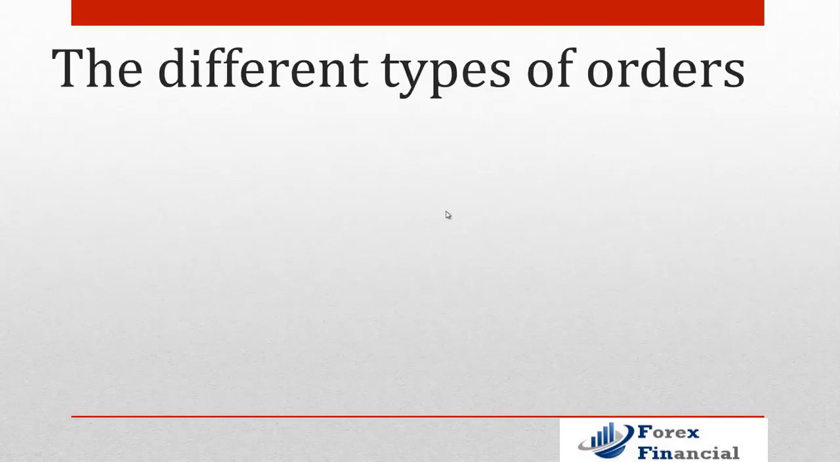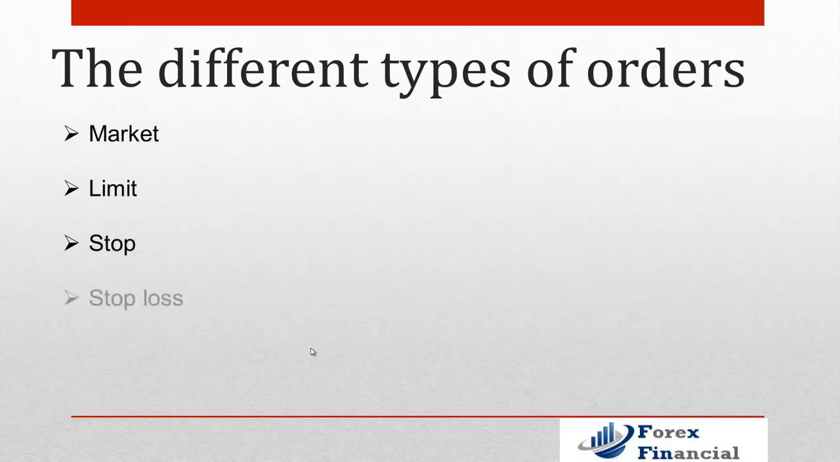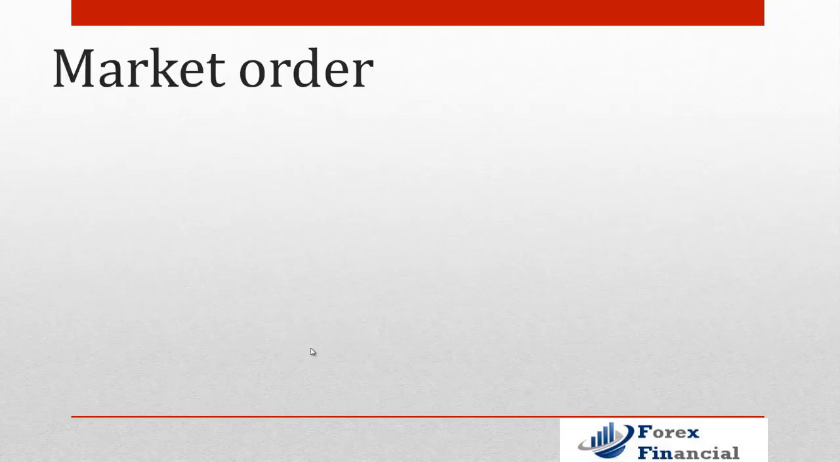So moving on, the different types of Forex orders. There are a few types: market order, limit order, stop order, stop loss order. So let's talk about market order. A market order is an order that tells your broker, hey, I want to enter the market right now. I'm the boss. I want to enter right now.